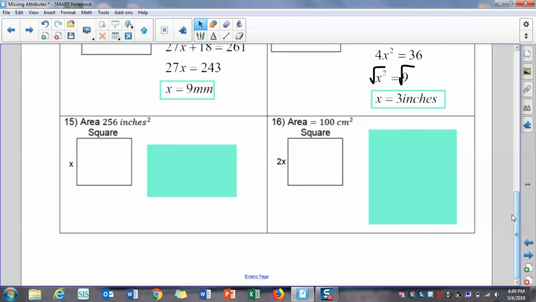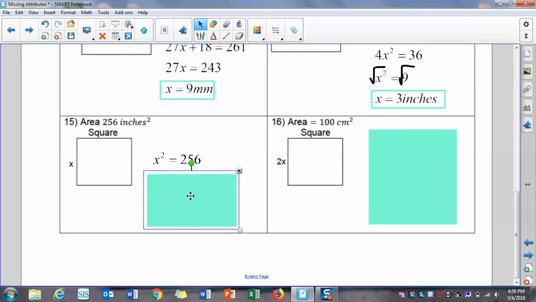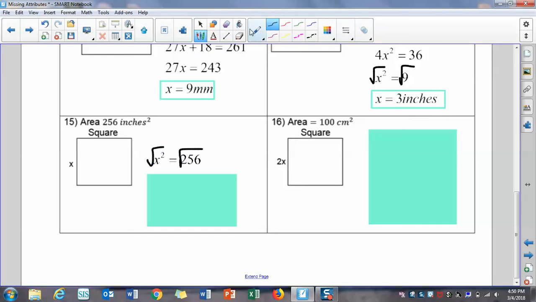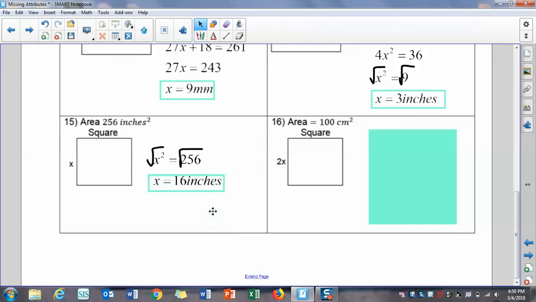Now let's look at 15. So here we have a square, and the area of that square is equal to 256. So again, we know that the length is x and also the width is going to be x, so we get x squared is equal to 256. Inverse operation of squaring would be to find the square root, and we get x is equal to 16.